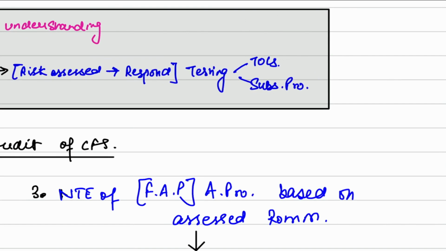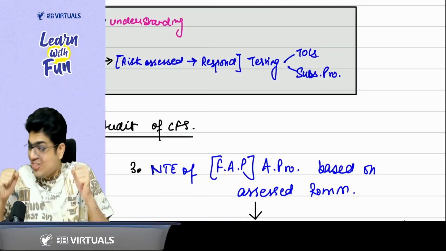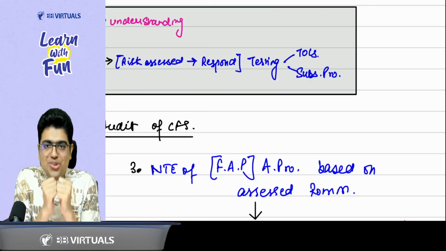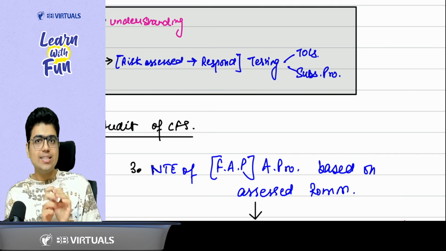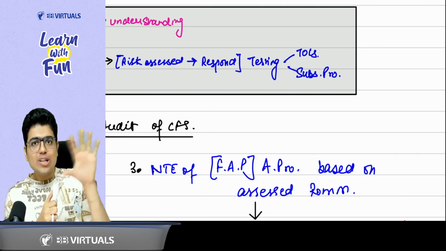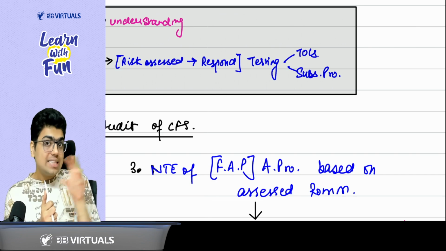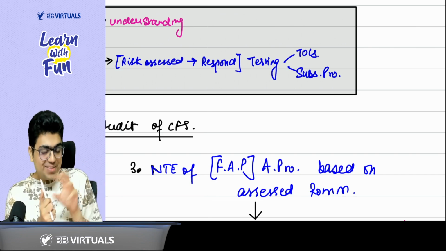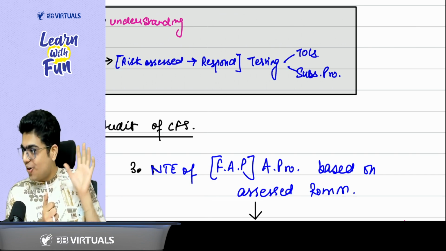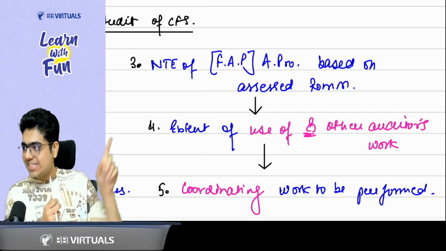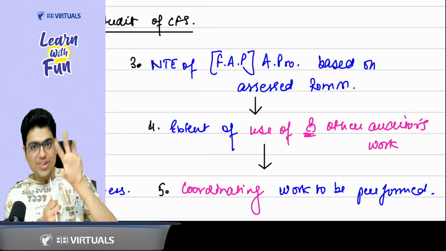Please tell me, what is the good news? Sir, the good news is we don't have to do all the testing ourselves. Some testing we will do, some testing other auditor will do. Some testing will be done by the subsidiary's auditor. So the next point says extent of the use of other auditor work.